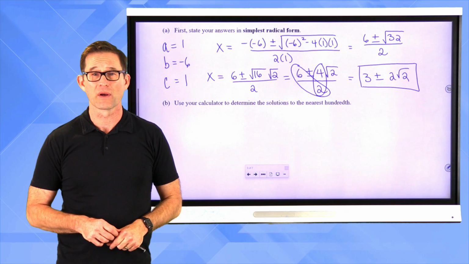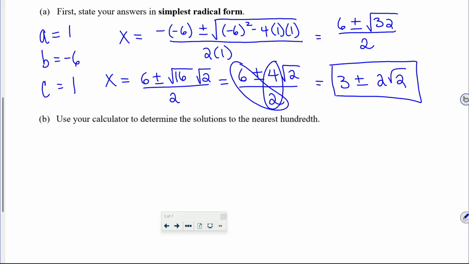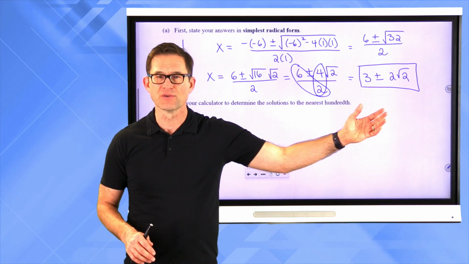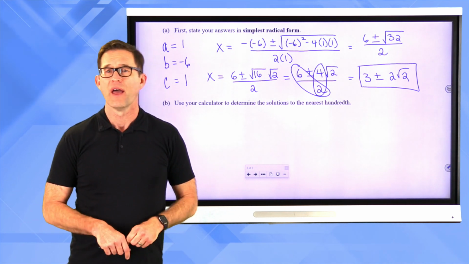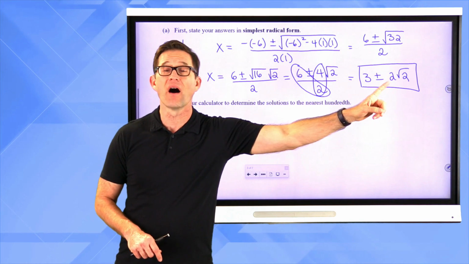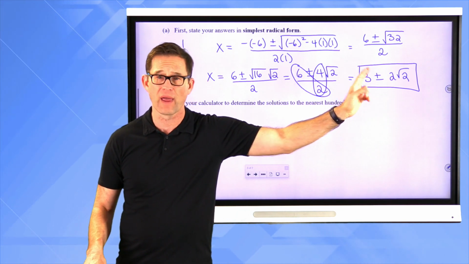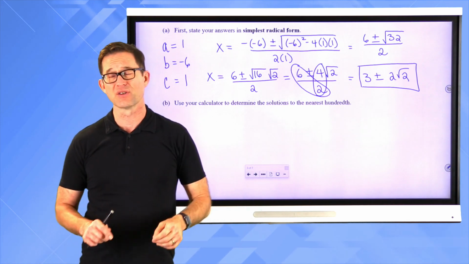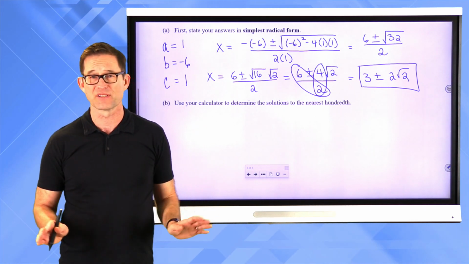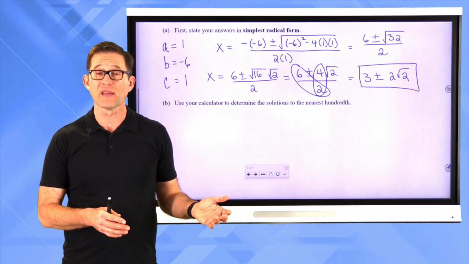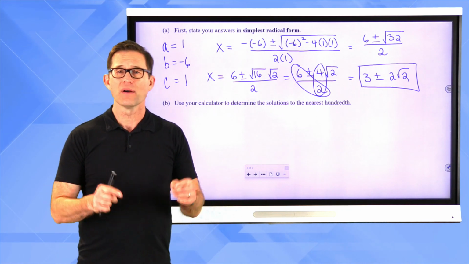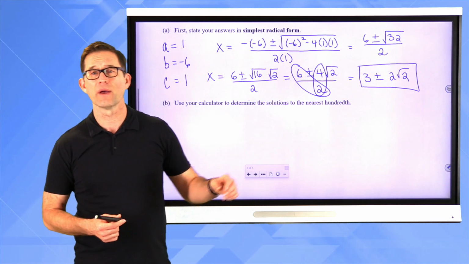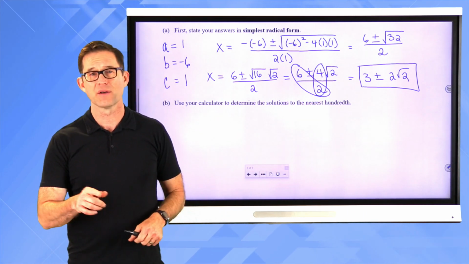Now let's take a look at letter B quickly. Use your calculator to determine the solutions to the nearest hundredth. So these are irrational answers because we've got that radical 2, and the square root of 2 is an irrational number, and anytime we multiply an irrational by a non-zero rational number, we get an irrational number, then we add it to an integer, we still have an irrational number. Not interesting. But sometimes we want to know these answers to the nearest tenth, hundredth, whatever. So that's a calculator piece. Pause the video now and see if you can figure out these two answers to the nearest hundredth.